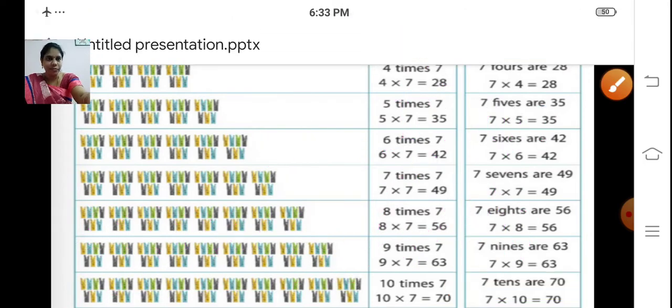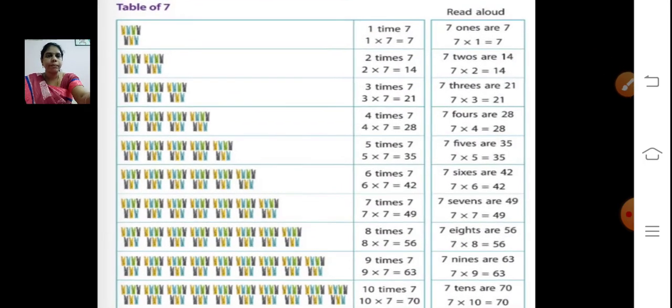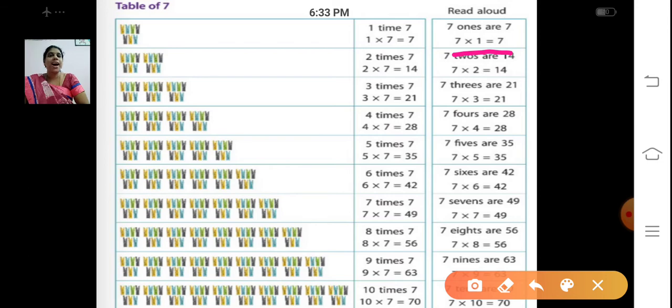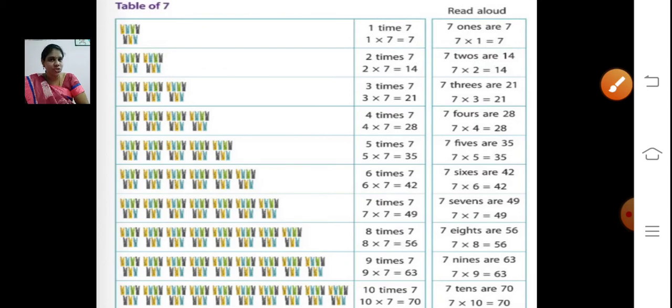Shall we say the tables now? Yes. Repeat after me. 7 ones are 7. 7 twos are 14. 7 threes are 21. 7 fours are 28. 7 fives are 35. 7 sixes are 42. 7 sevens are 49. 7 eights are 56. 7 nines are 63. 7 tens are 70. So practice and revise this table well.